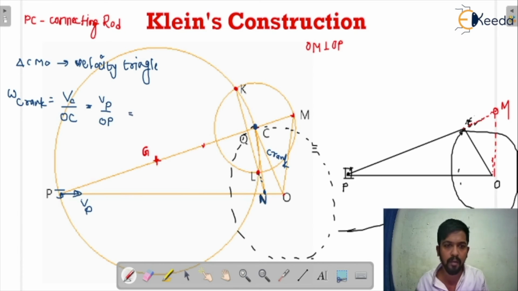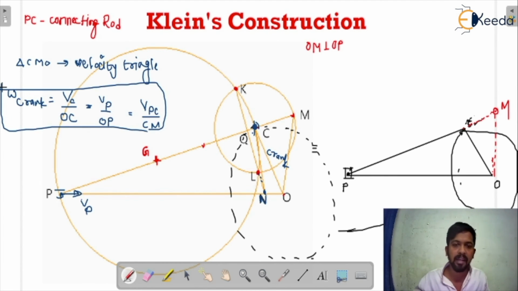Or if you want to calculate using the connecting rod length, that means the velocity of point P, the velocity of the piston with respect to point C. So you can calculate VPC upon, what would be the radius? The radius will not be PC, that will be CM. So you can calculate the angular velocity of the crank using that formula. This is what the velocity triangle is about. We have seen how we can find out the angular velocity.